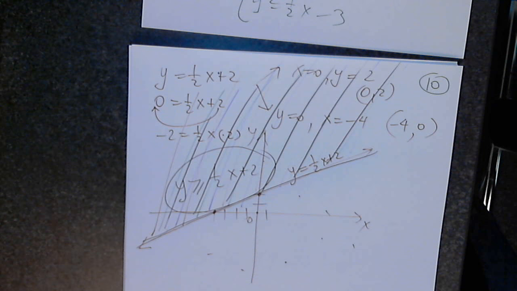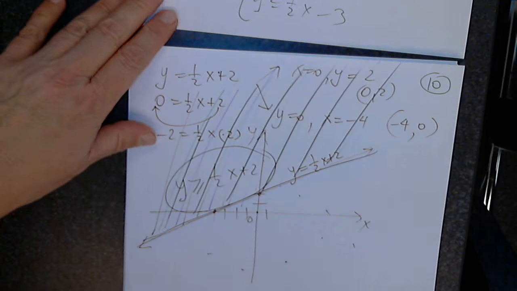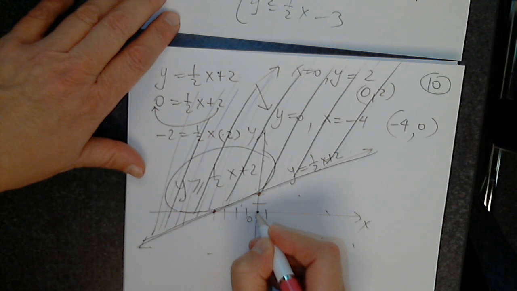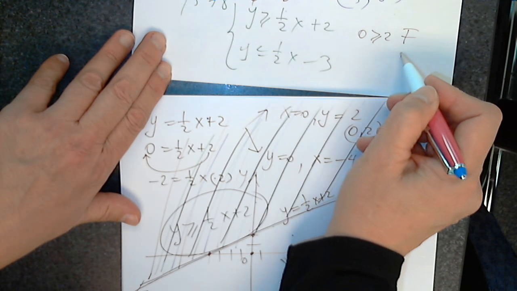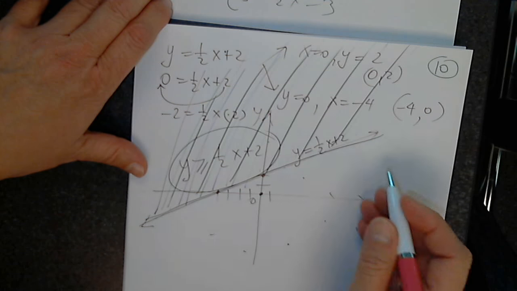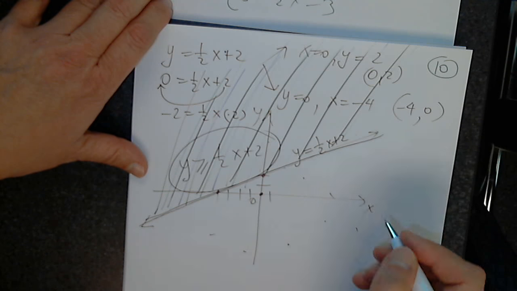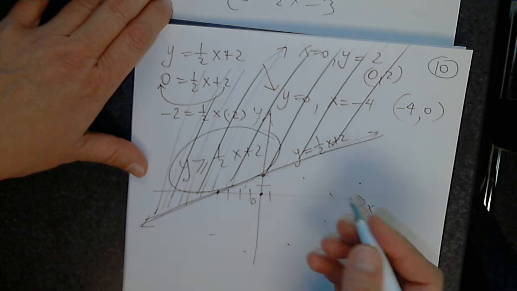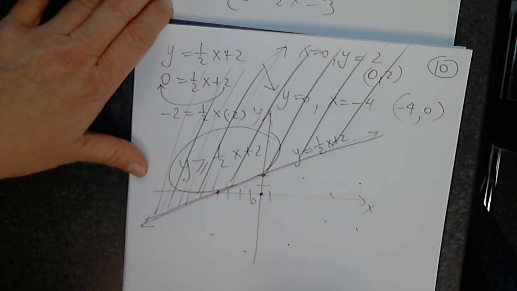Yes, Brianna? I still don't understand how you're figuring out where to shade. Okay. So I pick this point. I plug it in. I got a false statement. If this point doesn't work, no other point in this area will. Check with any other point. They will give you a false statement. So you have to shade the opposite.